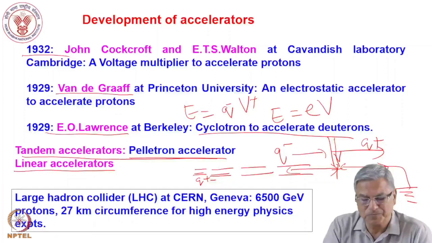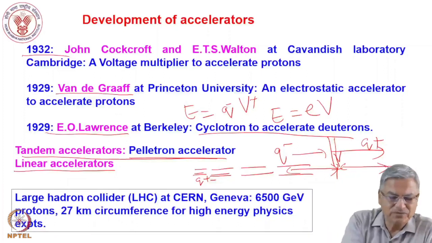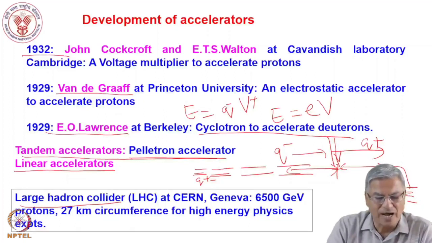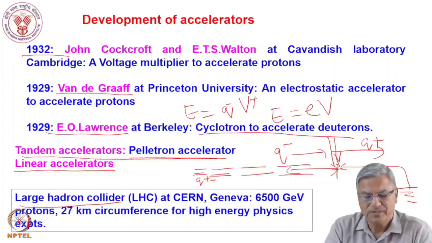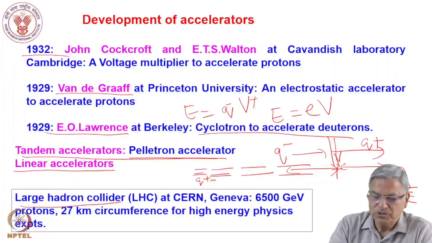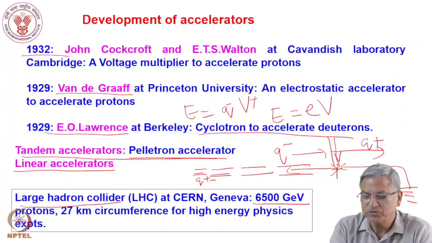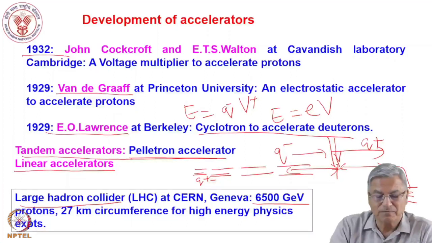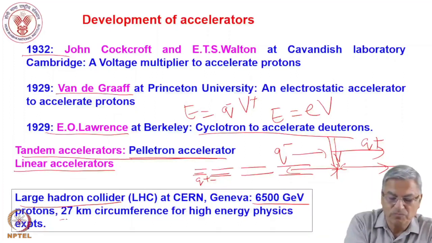The length of some of the accelerators is in few kilometers. In fact, the highest energy accelerator in the world today is at CERN Geneva, called the Large Hadron Collider, LHC, which gives 6,500 giga electron volt protons. It is a circular accelerator having a circumference of 27 kilometers.